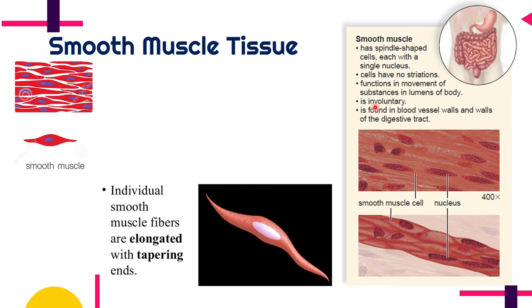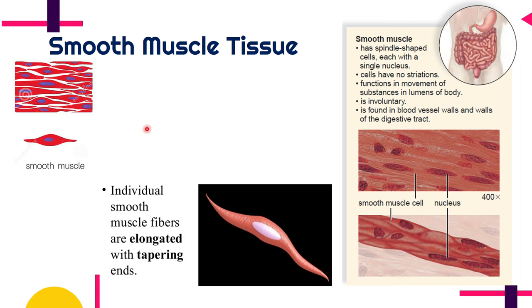We will talk about that when we reach the digestive system in the second semester. So smooth muscles have involuntary movement. It functions in the movement of substances in the lumens of the body. Meaning, it functions for the movement of, for example, food or digested material through the lumen of the body. When we say lumen, that is the central space of, for example, our digestive tract. Okay, lumen is a space.